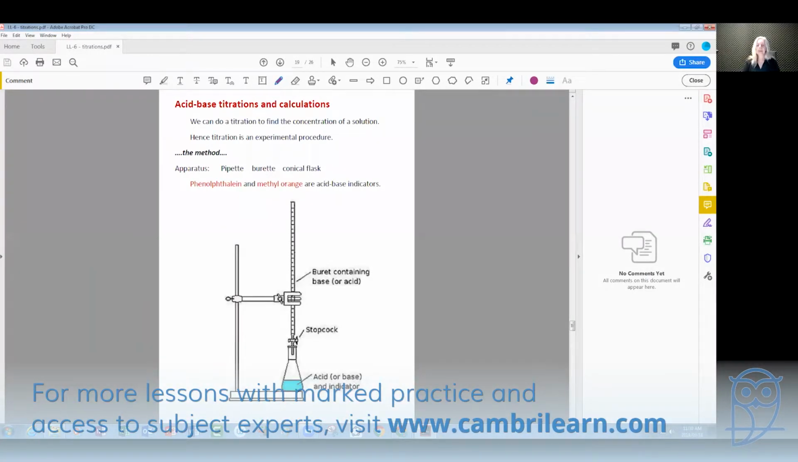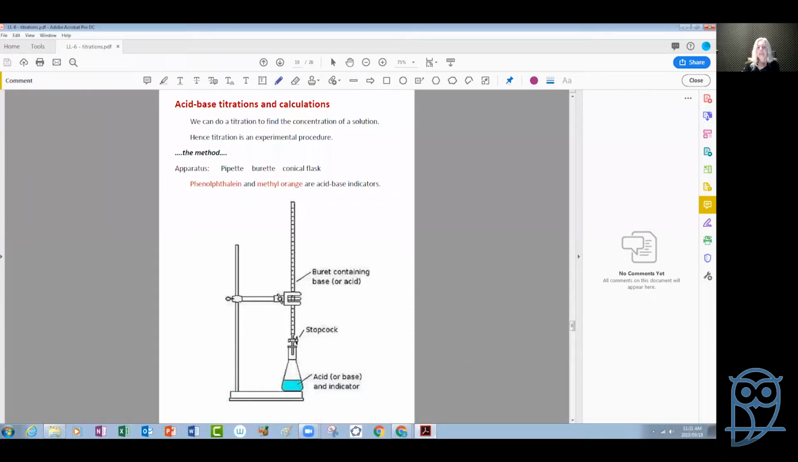So today we're going to see another way for determining an unknown concentration of a solution through the method of a titration. And there we have an acid-base titration and how to do calculations after we complete the titration. So this is not as difficult as it sounds, actually.